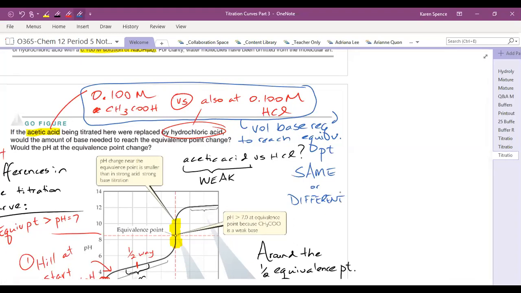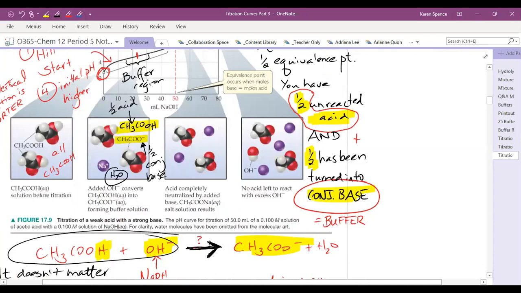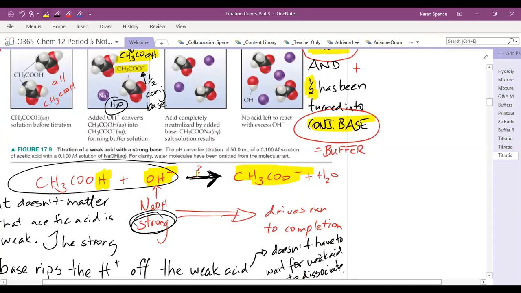Okay, yeah, it will actually be the same because it doesn't matter in our equation. Remember, both of them go to completion. If I was to have here HCl instead of CH3COOH, it is still a 1-to-1 ratio to get the same number of moles, and so it will still be the same volume to get that same number of moles.